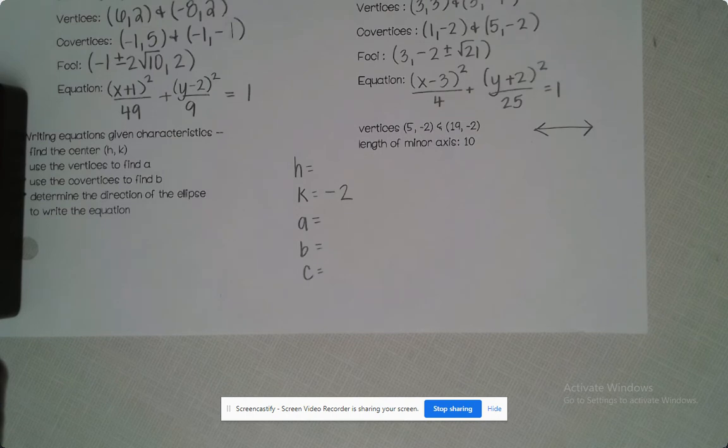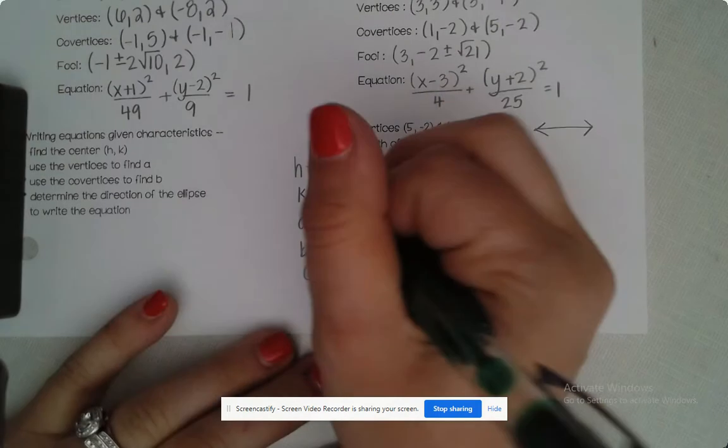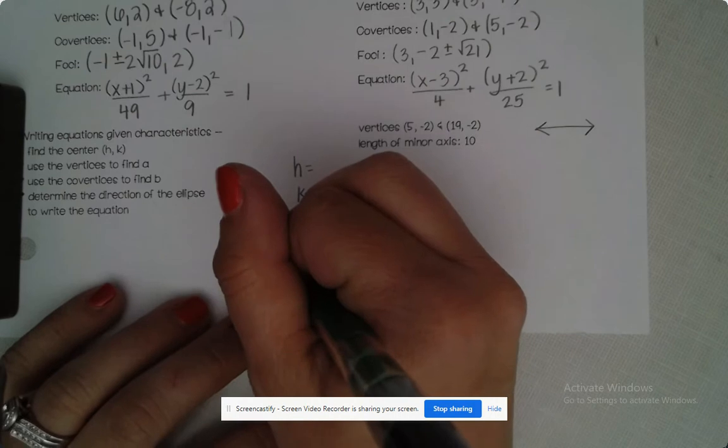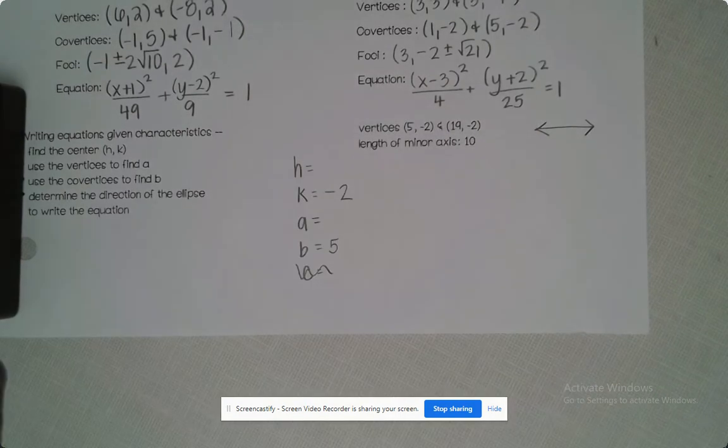Remember, on the first day, I talked about your major and minor axis. If you go back and look, your major axis is 2A. Your minor axis is 2B. So B in this case has to equal 5, because you divide it by 2. Now, we still need to find H, A, and possibly C. You're not going to find C because it doesn't talk about the foci. If it doesn't talk about the foci, you don't really need C for your equation. But I still need H and I still need A.